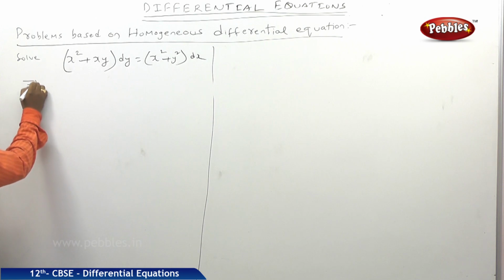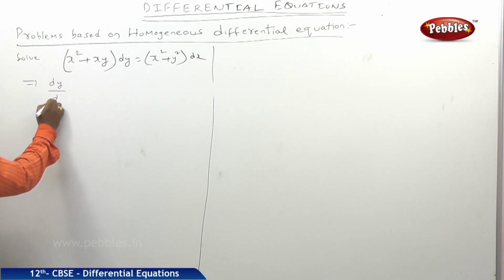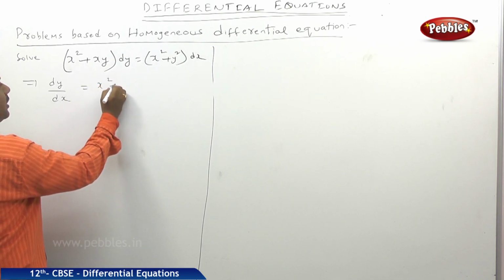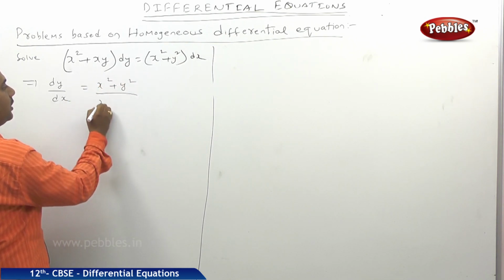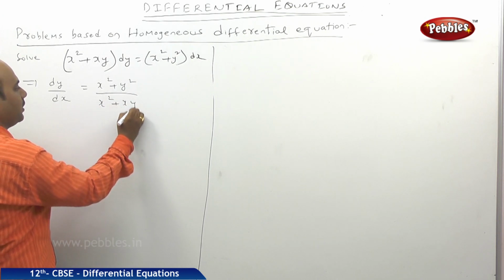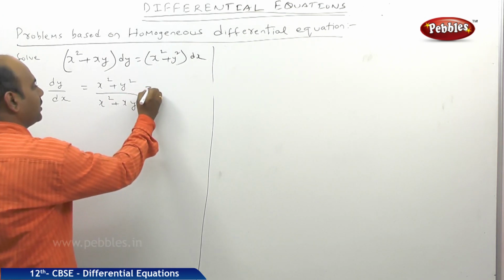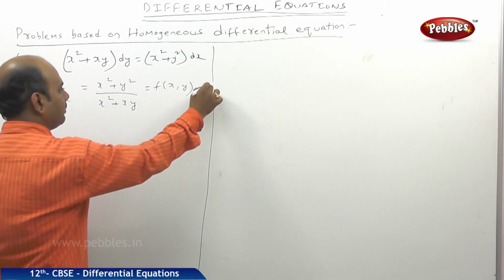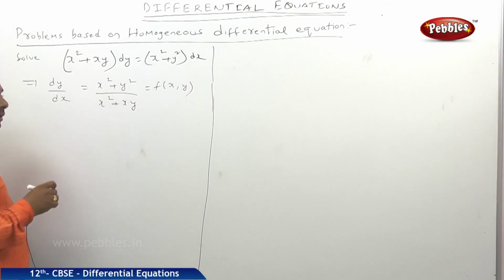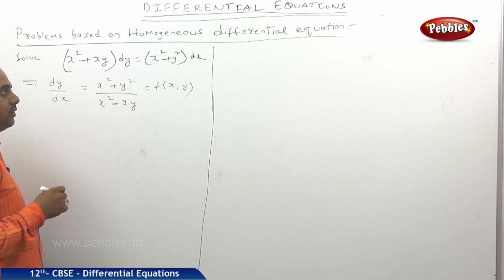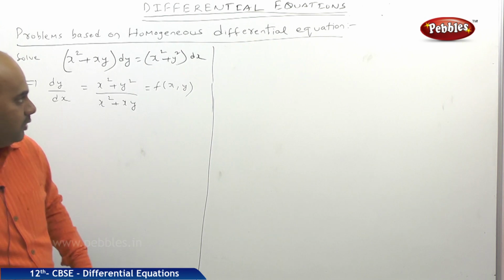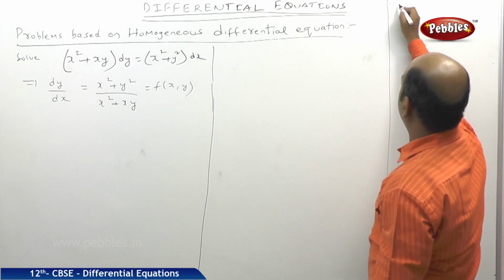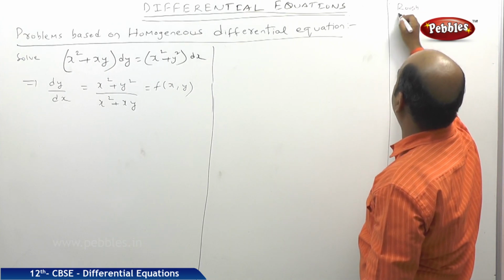So what I'll be doing means I will make dy by dx. So dy by dx is equal to (x square plus y square) divided by (x square plus xy). So this whole part on the right hand side I will call f of x comma y, and in rough we need to verify whether it is a homogeneous function or not. Yes, we can verify. Here I will do it as rough, later you can copy.